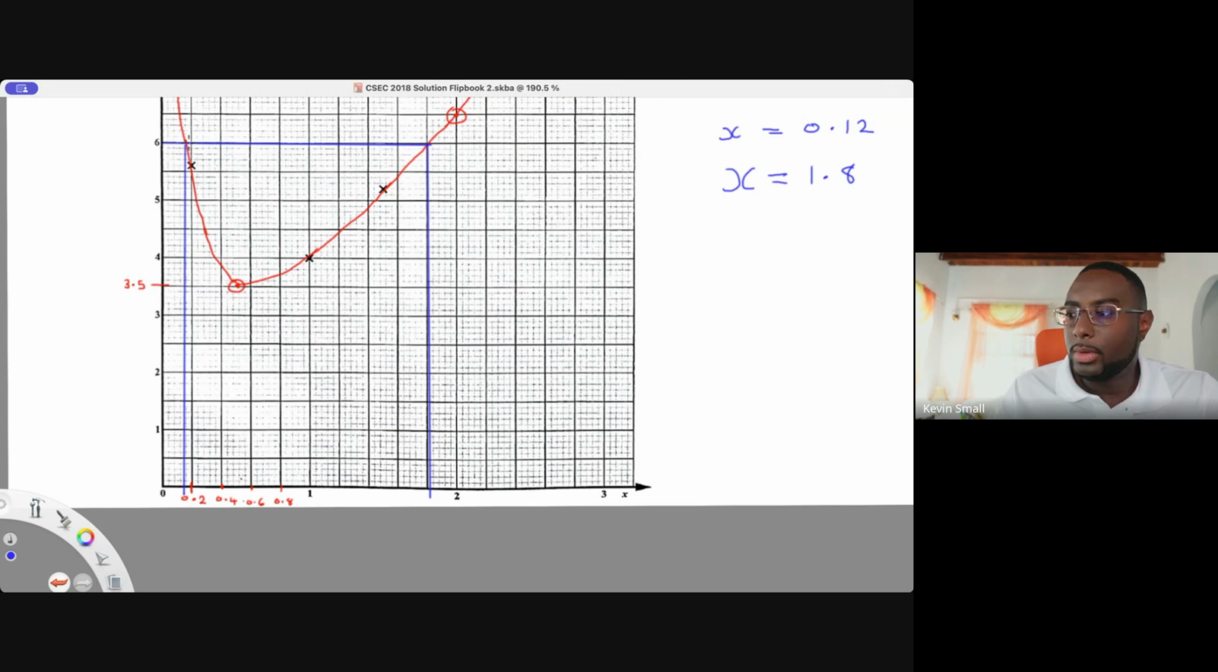It could be about 0.16, but I got about 0.12. But it depends on how well you draw your graph at this particular part. But CSEC will still look at it and say, well, look, you did everything else correct. And depending on how off it is, you might still get the mark. Okay? Everyone understands?